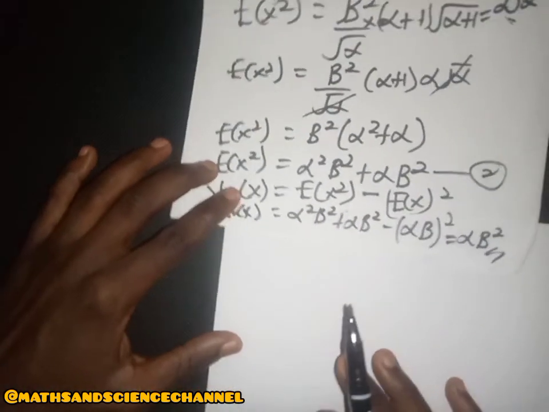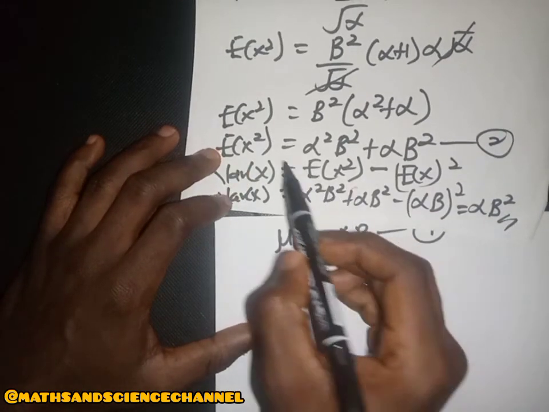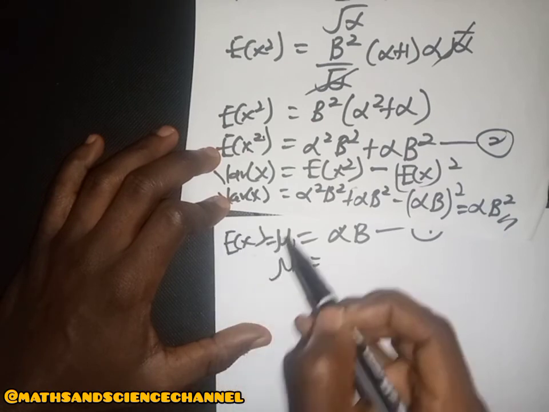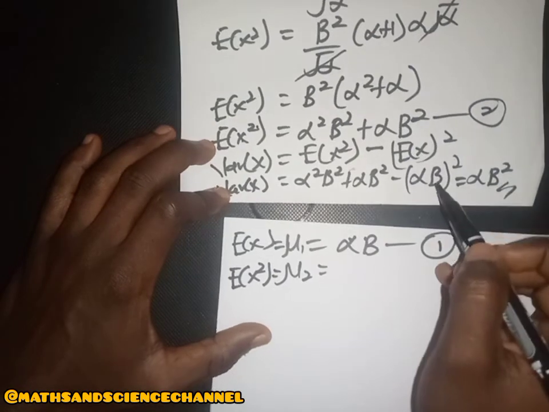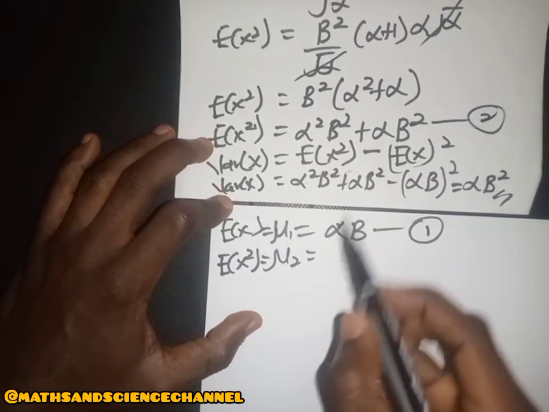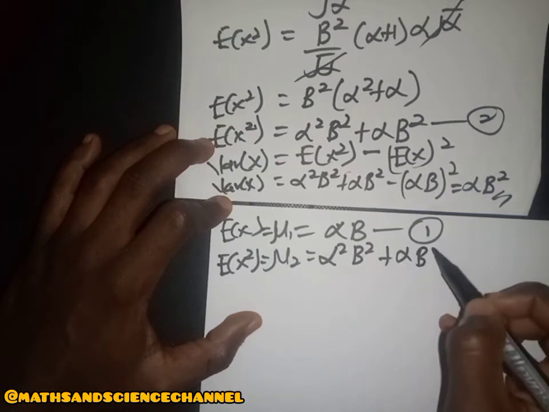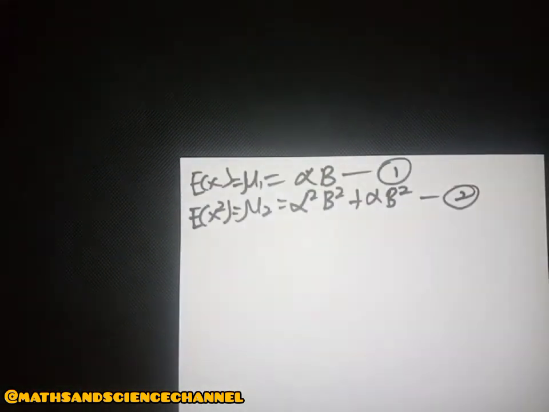So the second part of the equation here, let's say u1 and then u2 will be equal to this, squaring s. The first one was from the expectancy of s, and the second one was just squaring the x here. So the second part of the equation now becomes alpha squared beta squared plus alpha beta squared, and let's call this one equation 2. Now we have the two.